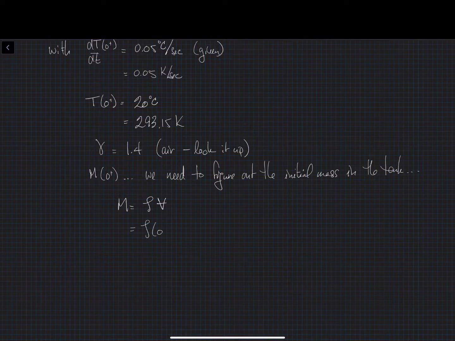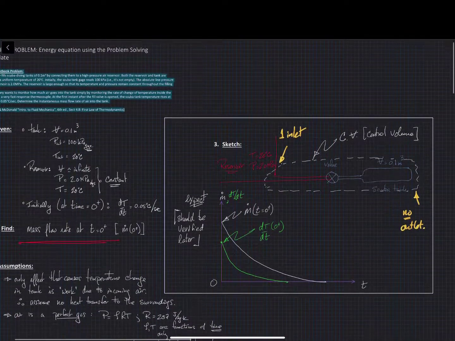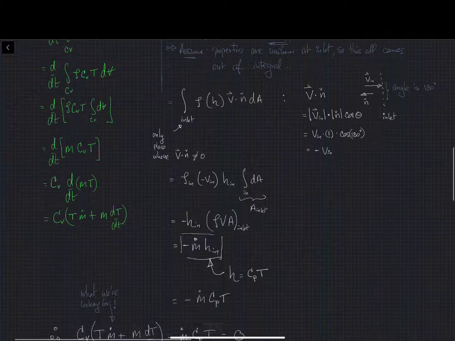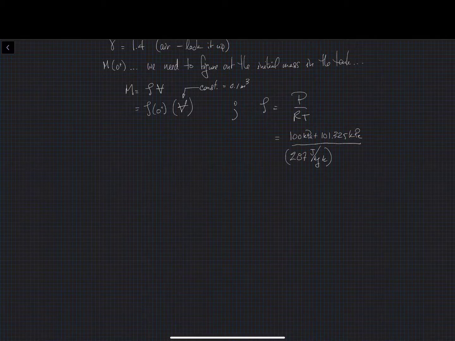So let's figure out what that mass is initially, right? So that's going to be rho times the volume initially, and we know the volume that's given to us. But what about rho? We're going to have to calculate what rho is initially. And we're going to do that knowing that the density is that of an ideal gas with a pressure at 100 kilopascal gauge, or 201 kilopascal absolute.